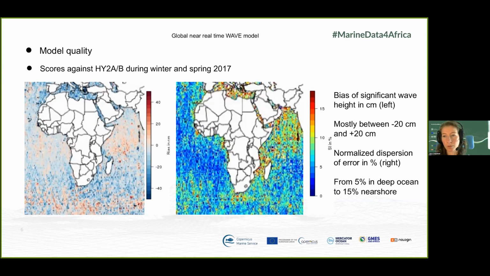It is expected to have a better score in deep ocean than near shore, and we have 15% of error near shore because the wave processes are more complex to represent. So 15% is quite good, and sometimes we see that we have some strong error offshore, and we know that it is often due to the difficulty for the atmospheric model to correctly represent the wind and the wind processes. We have also compared to in-situ observations.